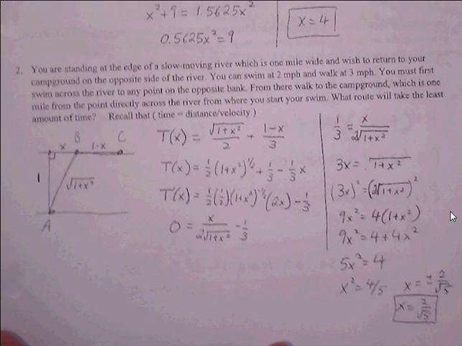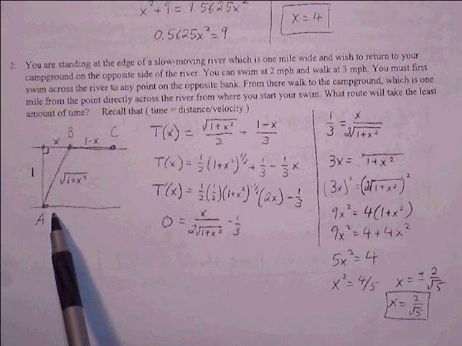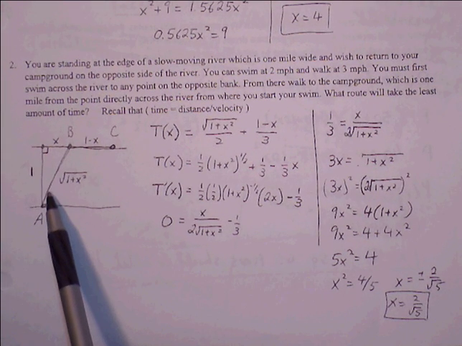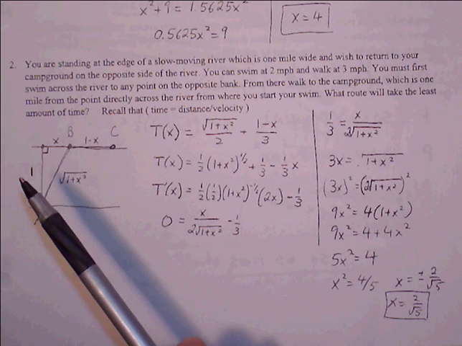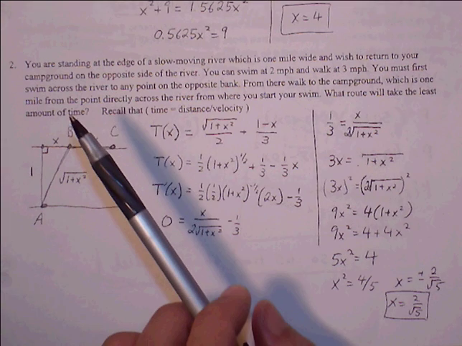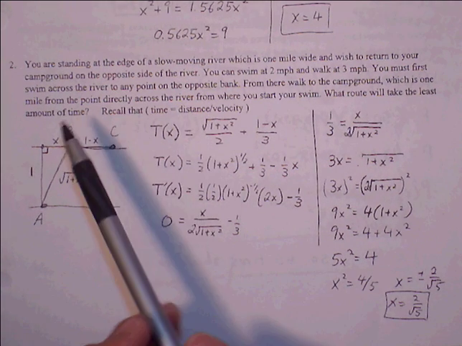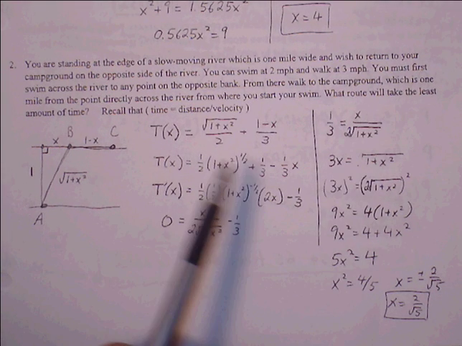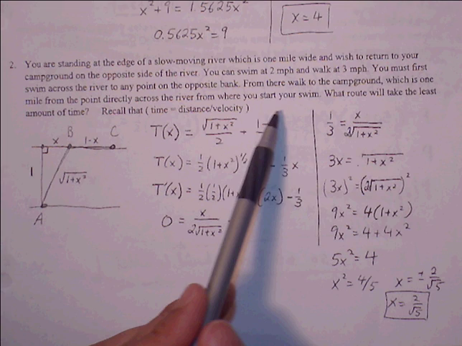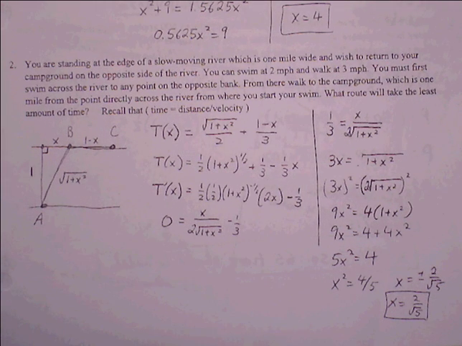All right, number 2 is similar here. It says you are standing at the edge of a slow-moving river at point A, which is 1 mile wide, and you wish to return to your campground on the opposite side of the river. You can swim 2 miles per hour and walk 3 miles per hour. You must first swim across the river at any point on the opposite bank. From there, you walk to the campground, which is 1 mile from the point directly across the river from where you start your swim. What route will take the least amount of time?